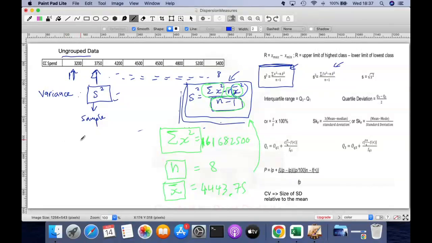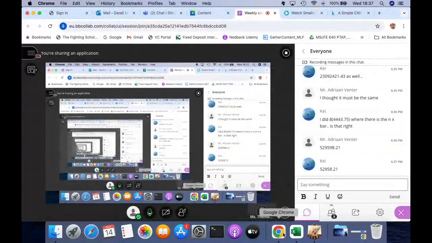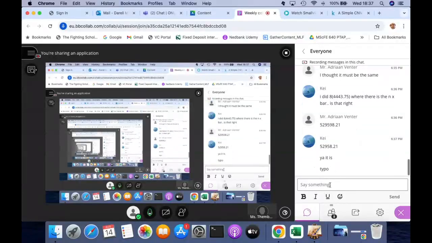So that's the long method to work out S squared. Basically the long method is you've got to get all these values and feed them into the equation. And the shortcut is you can just call S on your calculator. Yes, fantastic. I think it's 598. I think it's just a typo that you put in the chat, but you probably got the right answer on your calculator.